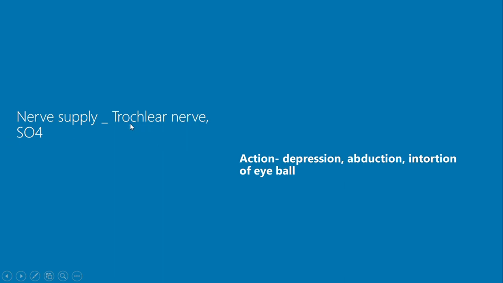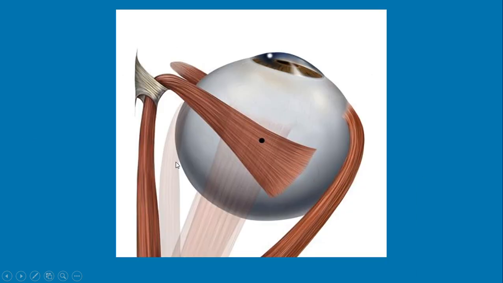And the nerve supply we have already discussed. The trochlear nerve, the fourth cranial nerve. Action: depression, abduction, intorsion. Depression, downward movement; abduction, lateral movement; intorsion, medial inward movement. This is how it appears. It passes through the fibrocartilaginous pulley.